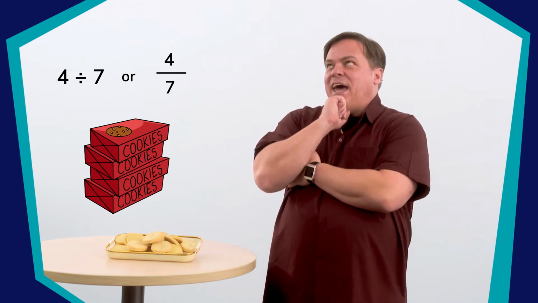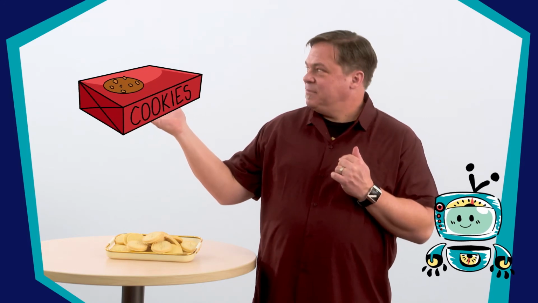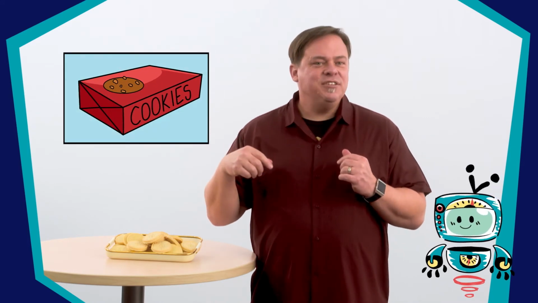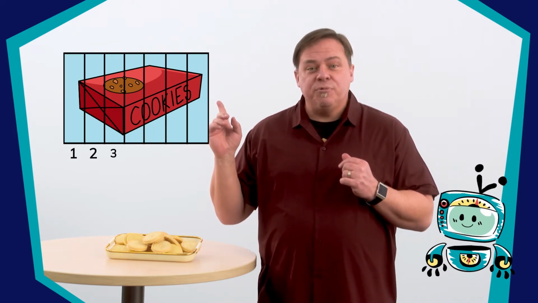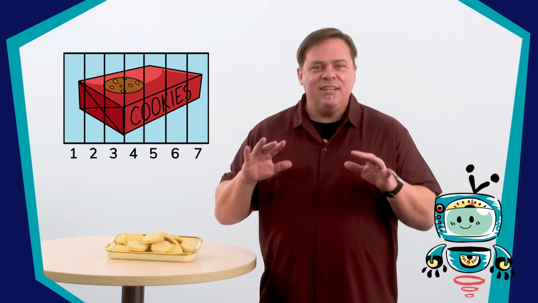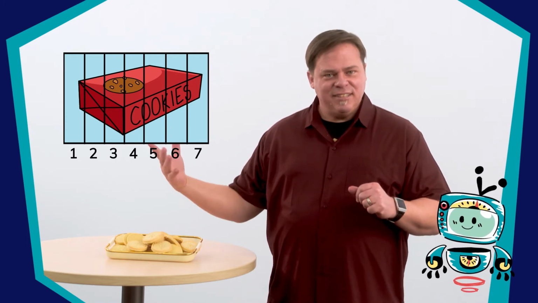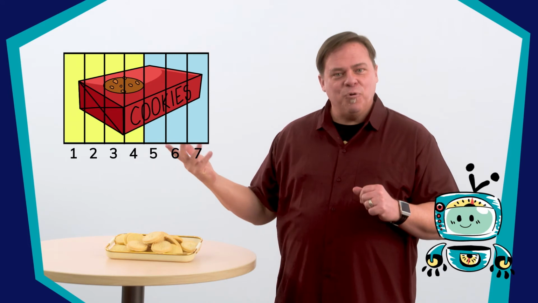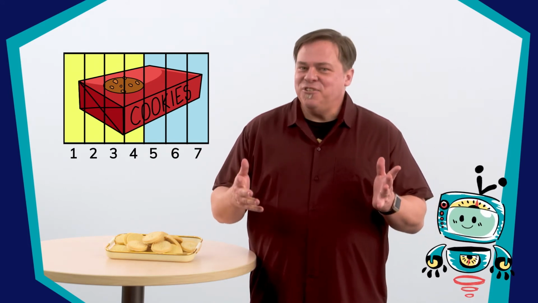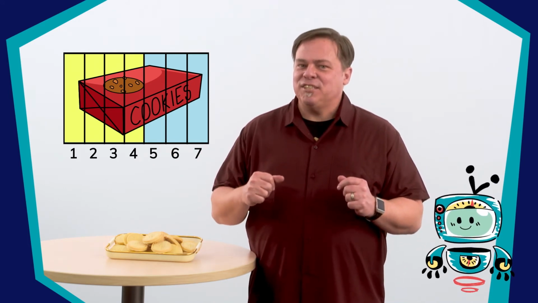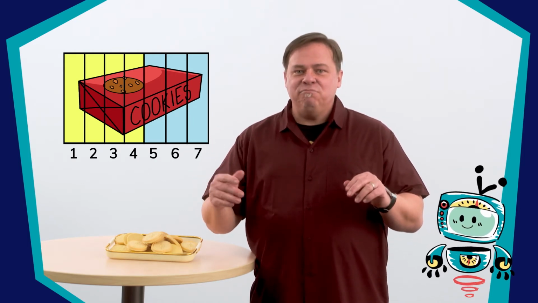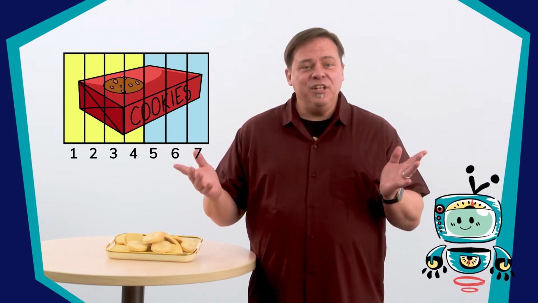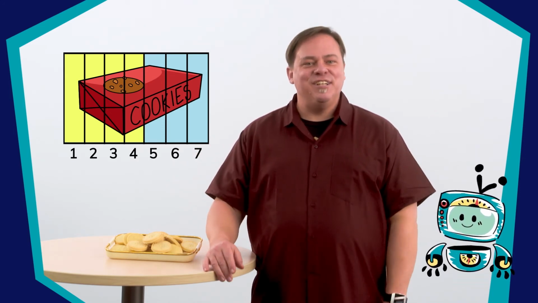Let's picture what that would actually look like. Here's my box of cookies, like so. I'll divide it into 7ths. So that's 1, 2, 3, 4, 5, 6, 7 equal parts. Now, let's color in 4 of those. 4/7. As you can see, if I divide my box of cookies in half, 4/7 is just a little more than half, so we're talking about a little more than half a box of cookies for each person.